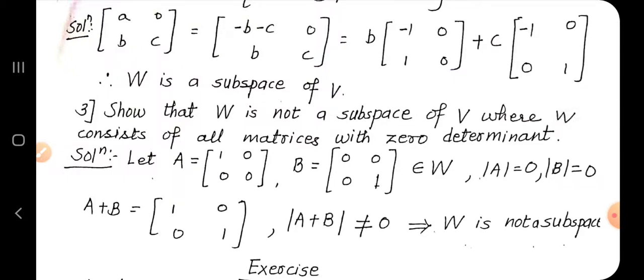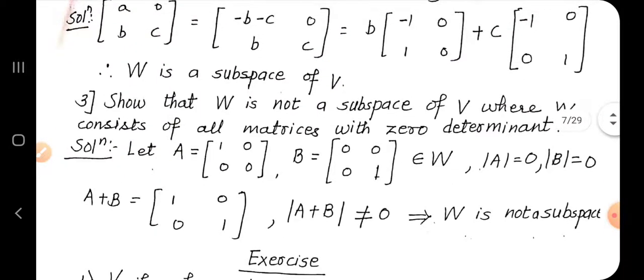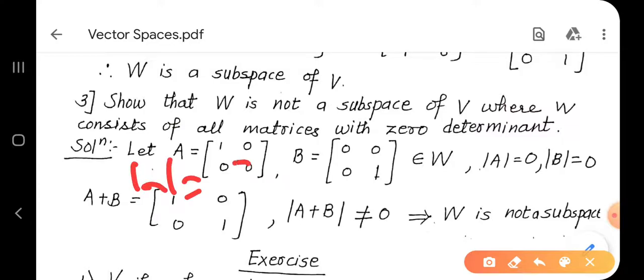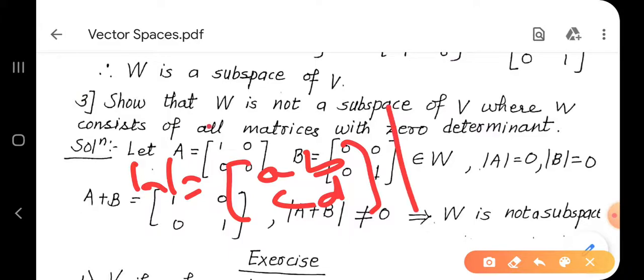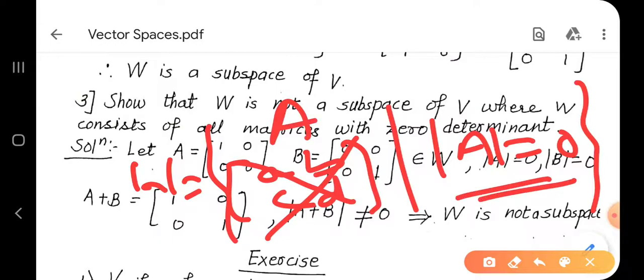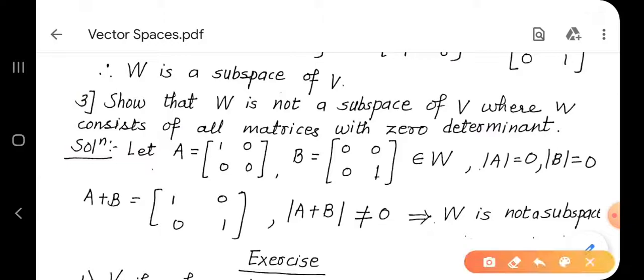You can try for many examples. Here I will show you one example. Show that W is not a subspace of V. W is a set of matrices such that the determinant is equal to 0. Means W is defined in this way. W is equal to matrix A, B, C, D, correct, such that determinant of A is 0. Or you may say that instead of A, B, C, D, only matrix A, such that determinant of A is equal to 0.